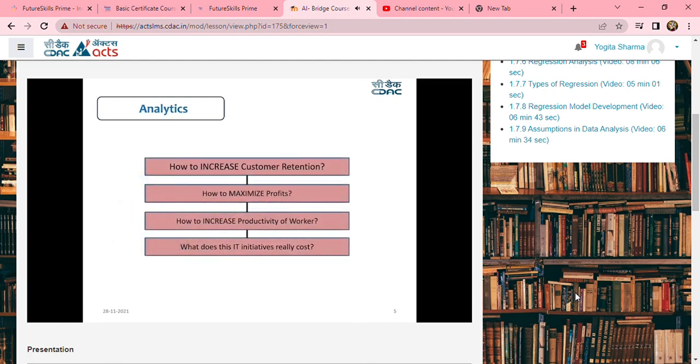The second one is how to maximize the profit. What are the optimal parameters to be set so that the company will enjoy the maximum profits? How to increase the productivity of the workers? What do the information technology initiatives really cost? So you are going to estimate some parameters given a set of variables.